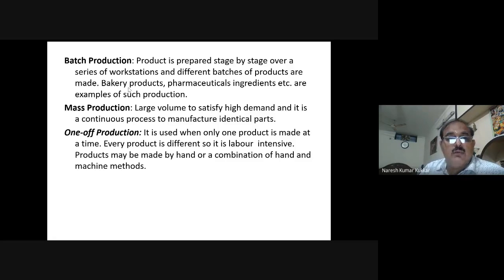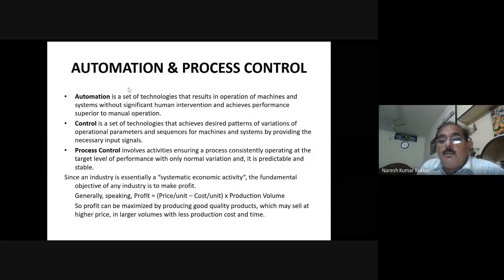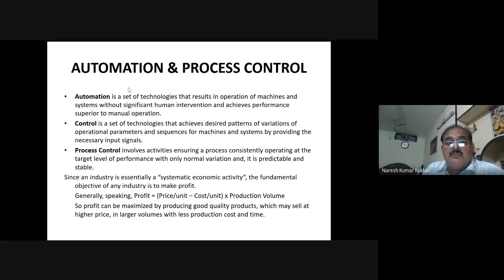Now, moving on: automation and process control. Automation is a set of technologies that result in the operation of machines and systems without significant human intervention and achieves performance superior to manual operations. Now all processes are being automated. Earlier we were using lathe machines, and now we have CNC lathe machines.